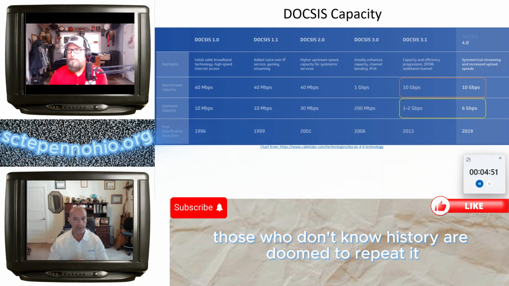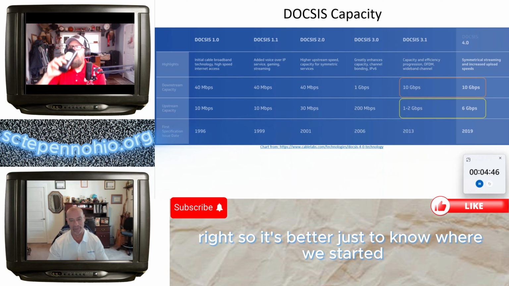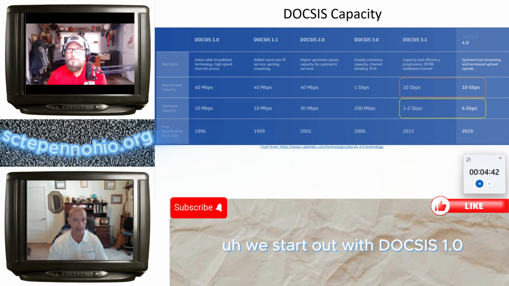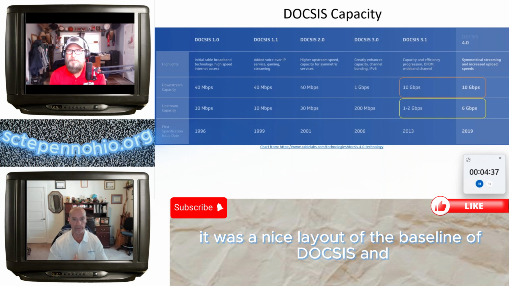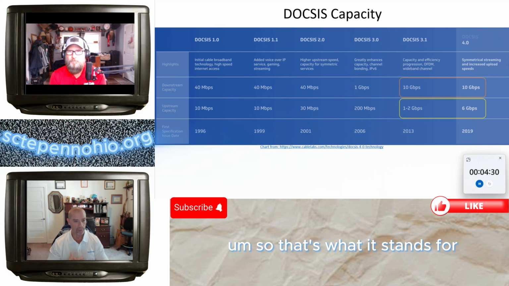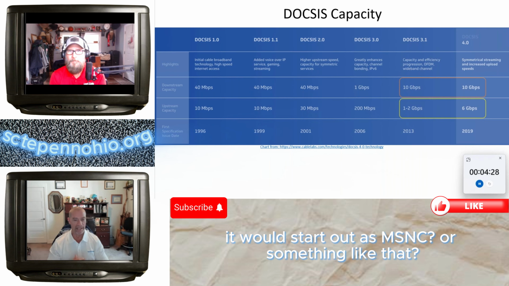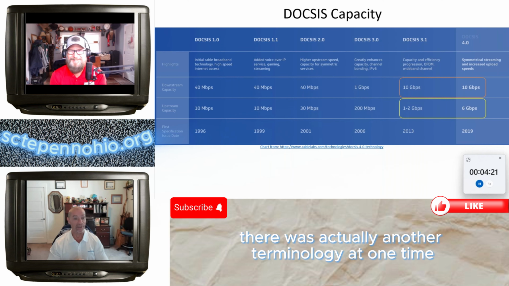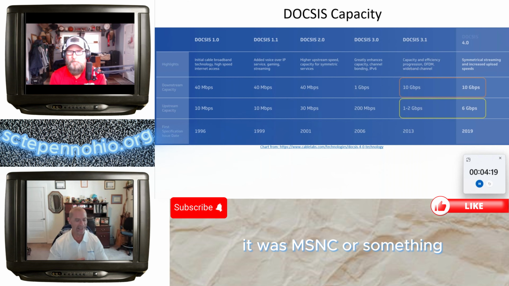Those who don't know history are doomed to repeat it, right? So it's better just to know where we started and where we went or where we're going. If we start out with DOCSIS 1.0, this was a table from CableLabs, and I thought it was a nice layout of the baseline of DOCSIS, the Data Over Cable Service Interface Specification. So that's what it stands for. I don't know if you remember, it started out with MSNC or something like that, multi-service network something or other. There was actually another terminology at one time.